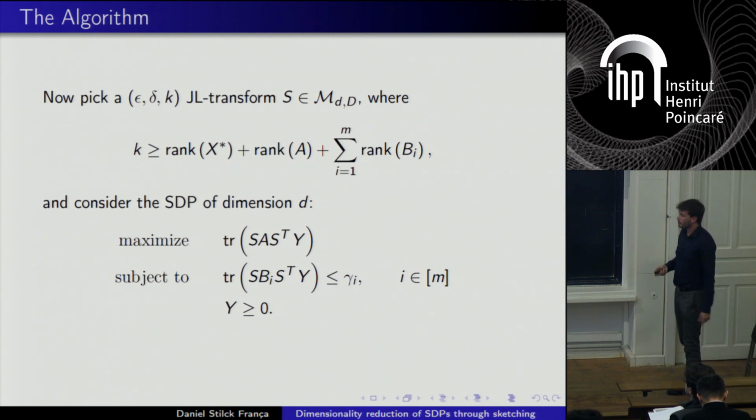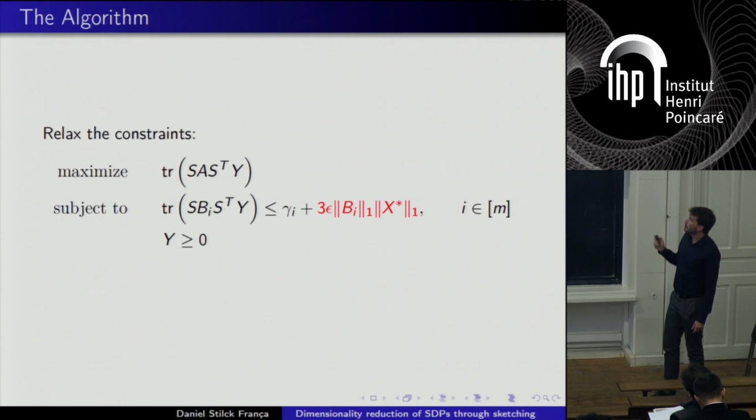And now you look at the following SDP of dimension small d. So what did we do? We just computed this conjugation with this Johnson-Lindenstrauss transform, and now looked at the SDP we get by having this different target functional and constraints. Now, the next step is to relax the constraints by this term, 3 epsilon times the norm of B_i times the 1 norm of your optimal solution.